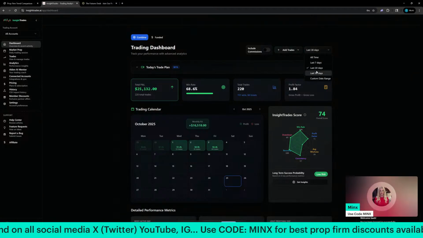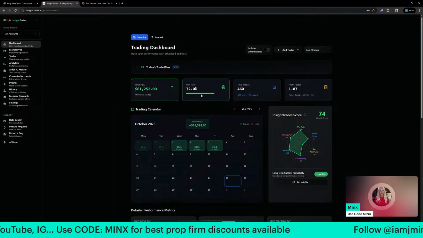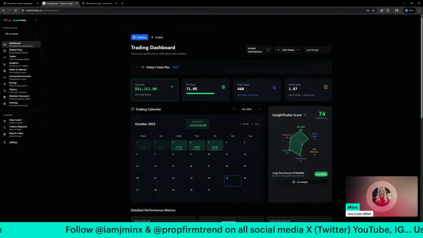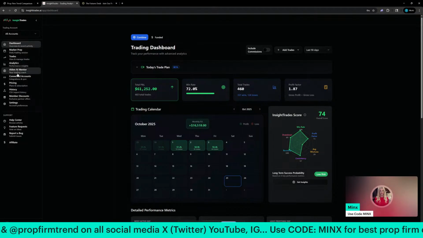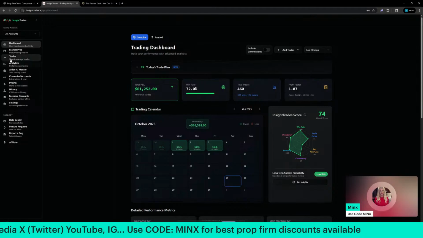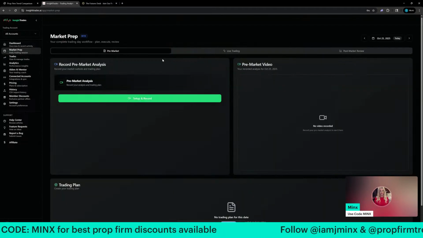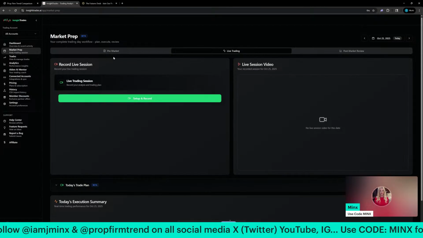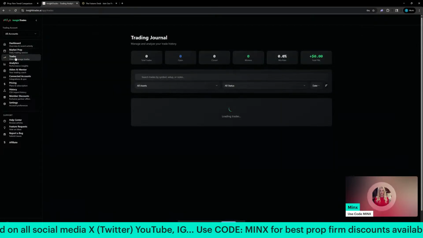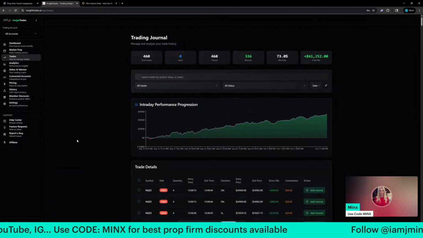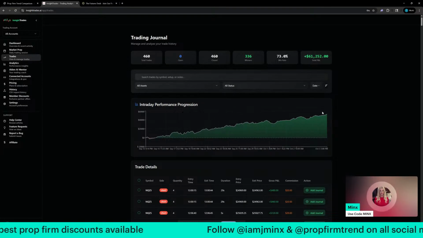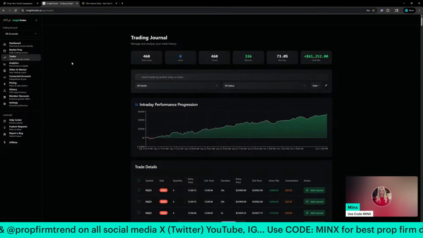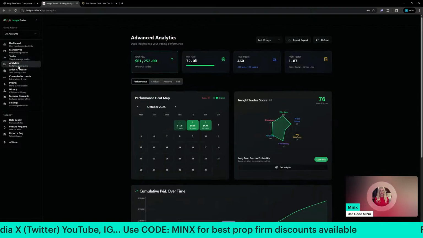Skip tour. This is the last 90 days. So it'll tell you your win rate, how many trades in total, what your profit factor is, and things like that. It will give you, oh, I can't find it, market prep. So you can set up and record your market prep, and record your live trading trades. Let's see. So this is mine over the last 90 days, just slow and steady. Analytics, hold on.